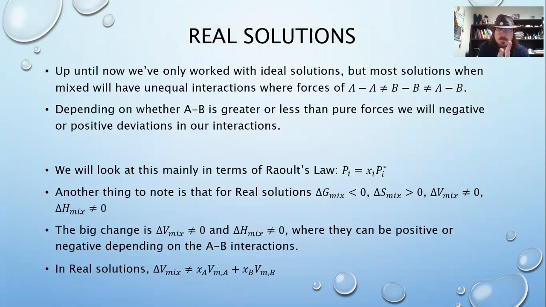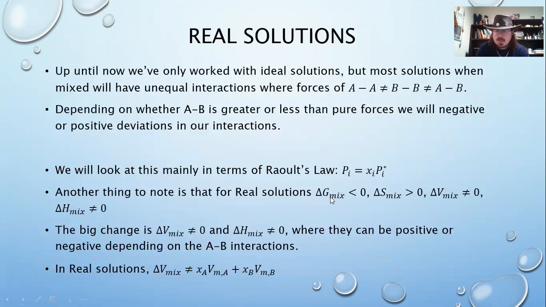Now, depending on whether your solute-solvent interactions are greater than or less than the pure solute or pure solvent forces, we'll get some negative or positive deviations from what is expected. Looking at Raoult's law, the partial pressure of a gas is equal to the pure pressure of that gas times its mole fraction. In an ideal solution, this is a linear relationship. It's not always the case.